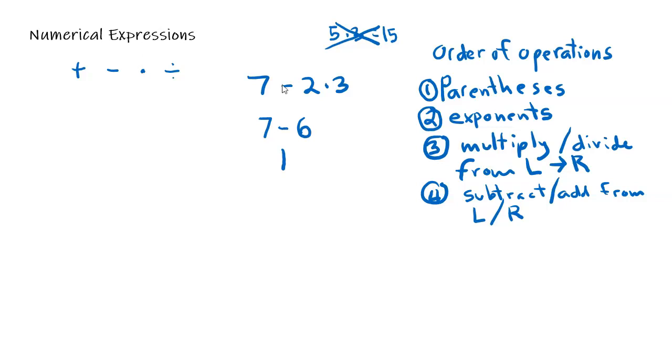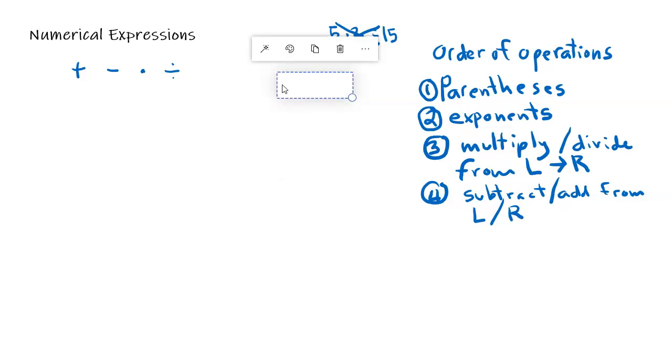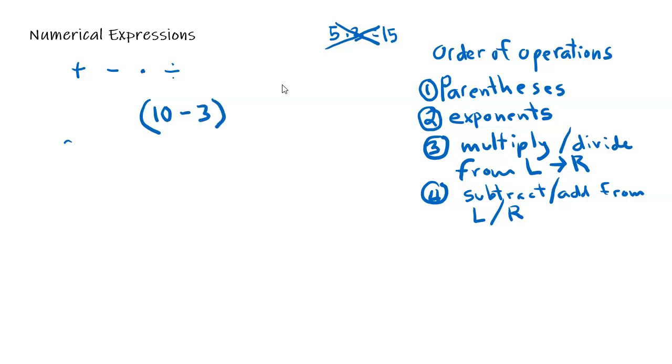I'm going to erase this. I'm getting to learn this writing tool here, so bear with me. Okay, I'm going to come up with another expression. How about this? Parentheses 10 minus 3, close parentheses, to the third power, plus 14, minus 7.